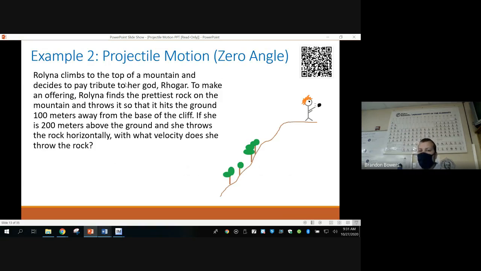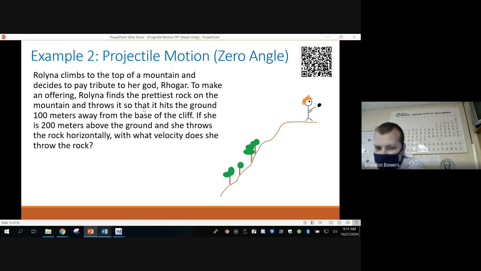Rolina climbs to the top of the mountain and decides to pay tribute to her god Ragar to make an offering. Rolina finds the prettiest rock on the mountain and throws it so that it hits the ground 100 meters away from the base of the cliff. If she is 200 meters above ground, she throws the rock horizontally. With what velocity does she throw the rock?